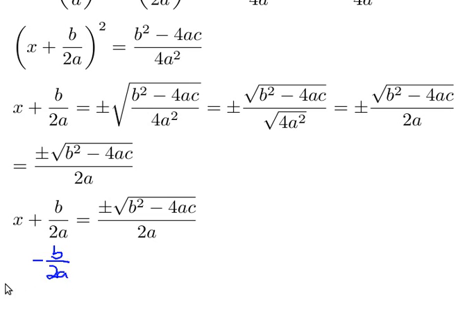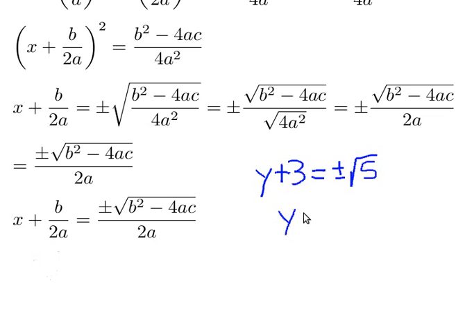from both sides. Now remember what I said before. Let's see if I can recreate this the way I said it before. If we have y plus 3 equals, let's say, plus or minus the square root of 5, because we just had the square root of y minus 3 equals 5, so that means we have y plus 3 equals plus or minus square root of 5. Remember what I said before, even if we're subtracting, we usually leave the plus or minus on the far right side, so y equals negative 3 plus or minus the square root of 5.